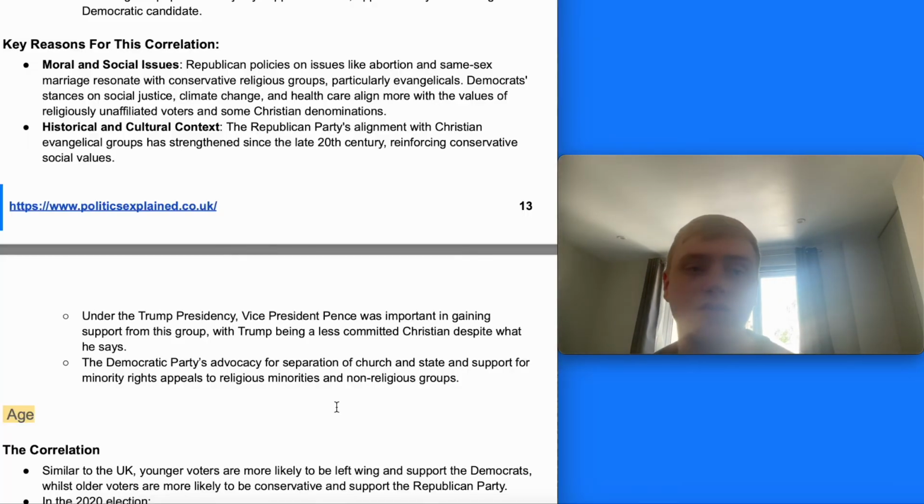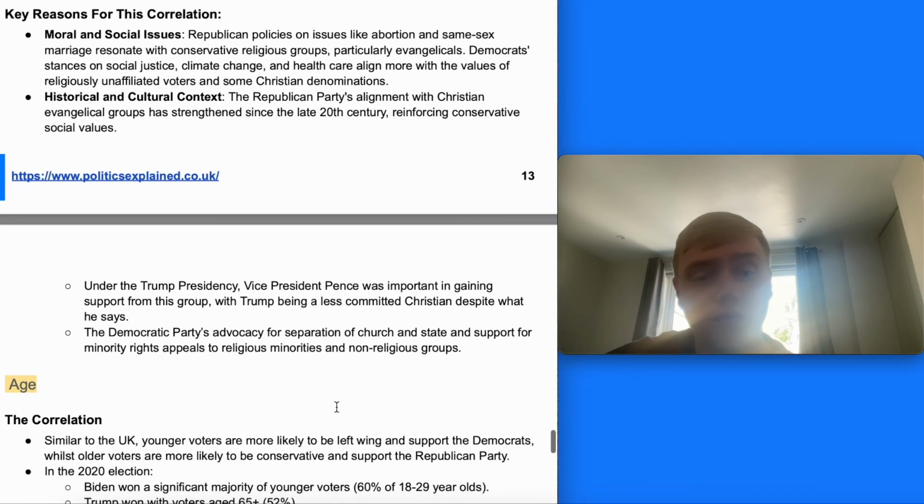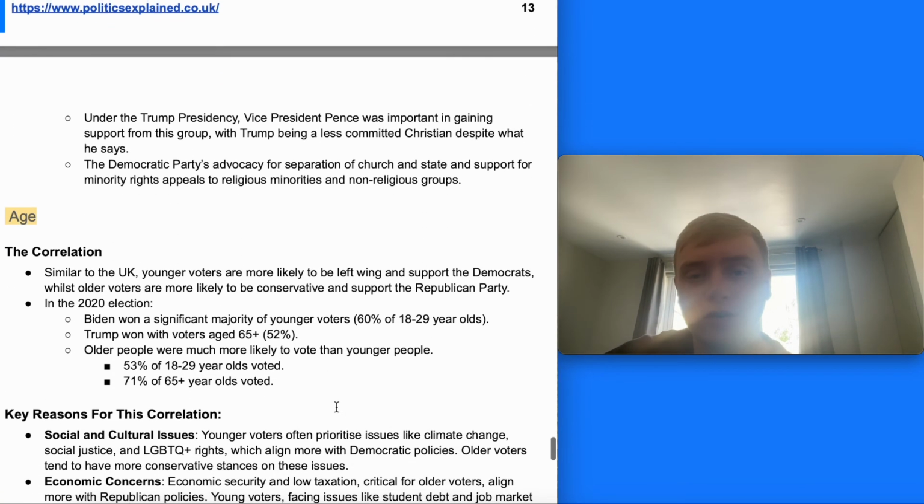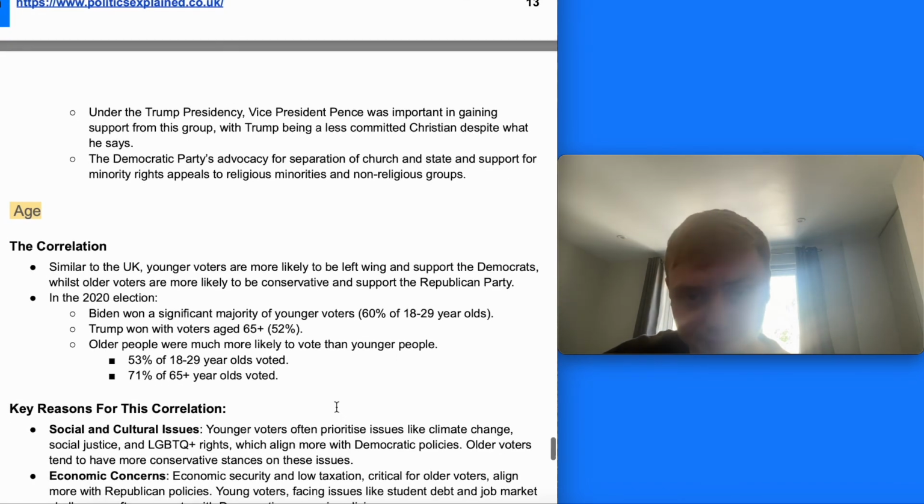Democratic stance on social justice, climate change, and healthcare align more with the values of religiously unaffiliated voters and some Christian denominations. And the historical context is also really important, with the Republican Party aligning with evangelical groups since the late 20th century. Under the Trump presidency, Vice President Pence was really important in gaining support from this group, with Trump being a less committed Christian despite what he says.